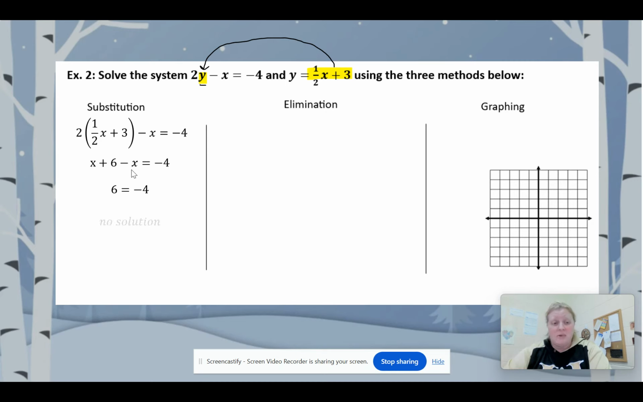All right, when this happens, that means there's no solution to the system. No matter what we try for x and y, we are never going to get the same thing on both sides. So it's kind of a trick question.